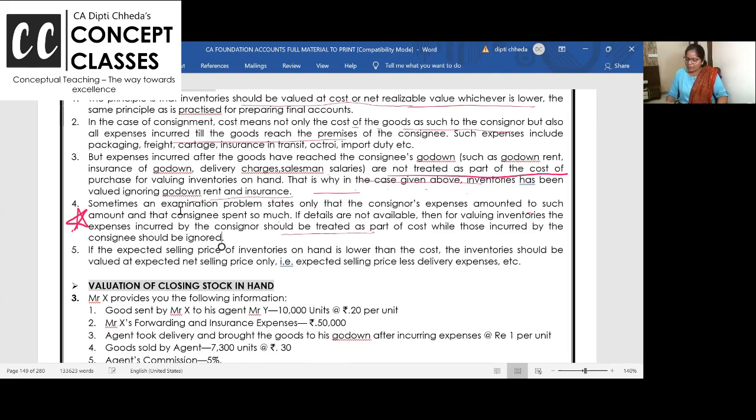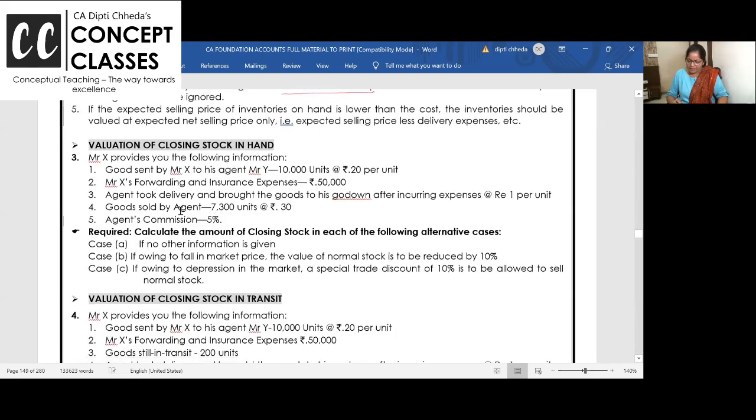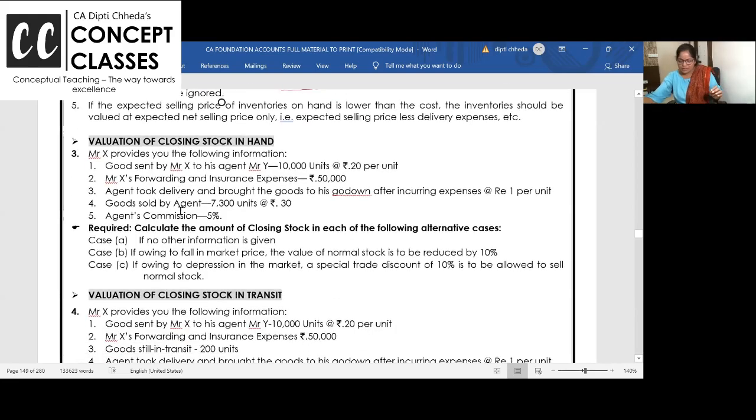So again, the third problem is also a concept gripping problem. Let us see how to value the closing stock. My closing stock is lying with the consignee. What all things should I put? Just for the valuation of the closing stock, we are doing this problem. Okay?